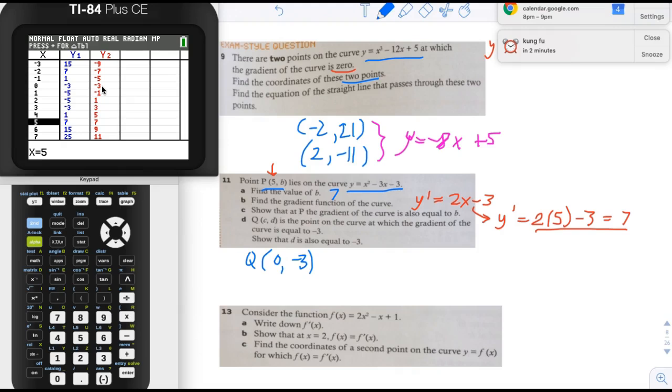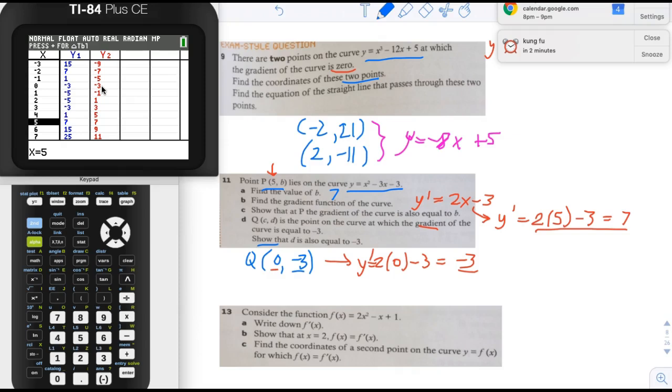Now it asks us to show that. So how could we show that? The way we would show that is we would say, okay, this is the point, right? (0, -3). So we can put the x value of 0 into the red equation, and that would give us -3 for the gradient. So we've shown that the gradient is -3, and we have shown that the y value of this point is also -3.